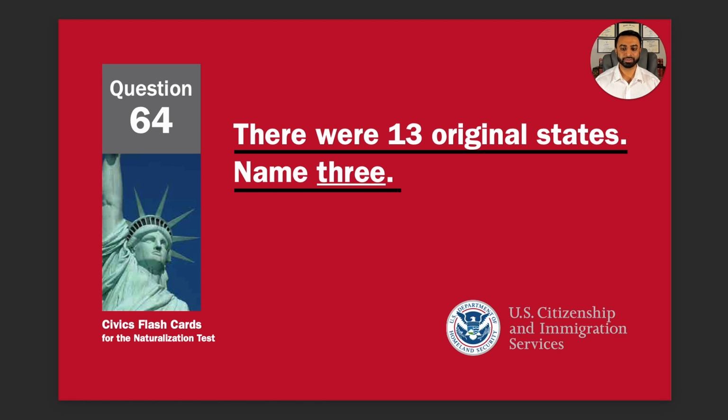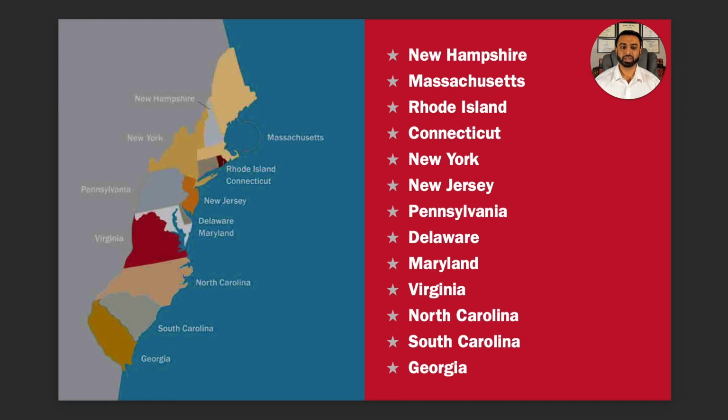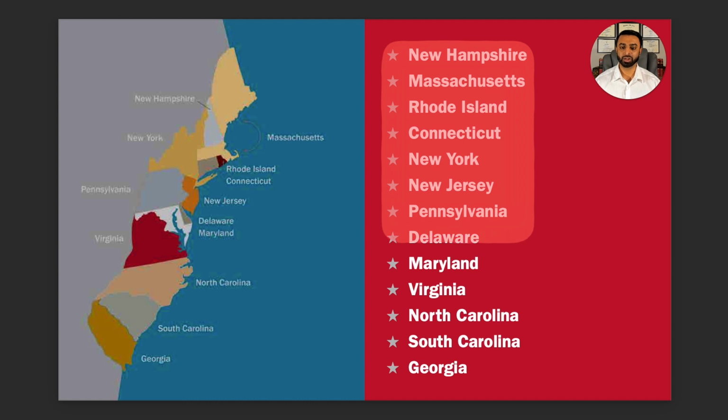There were 13 original states. Name 3. Here's a list of all 13 states: New Hampshire, Massachusetts, Rhode Island, Connecticut, New York, New Jersey, Pennsylvania, Delaware, Maryland, Virginia, North Carolina, South Carolina, and Georgia. You only need to memorize 3 of these states.